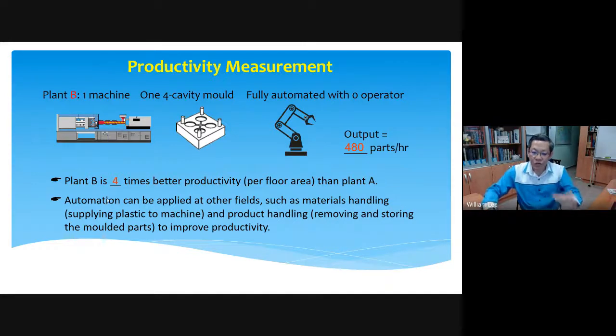Again, you can also use automation. If you want to further improve the productivity, you can apply automation in other areas such as the material handling system. How do you feed the plastic to the machine? And also how do you handle the part removal and storing of the molded part to improve the productivity? Okay.